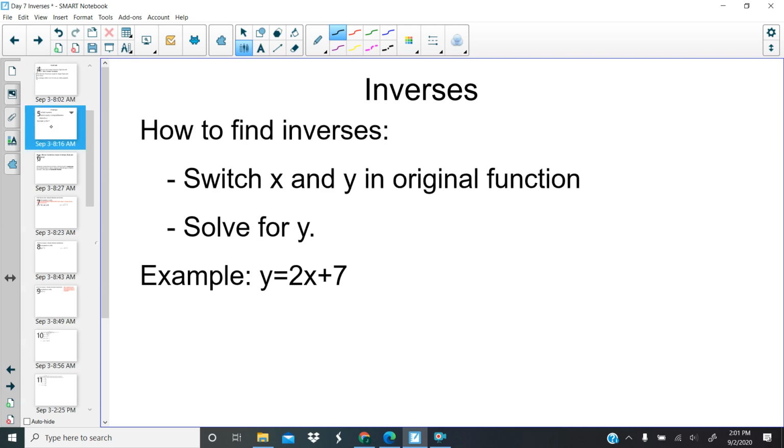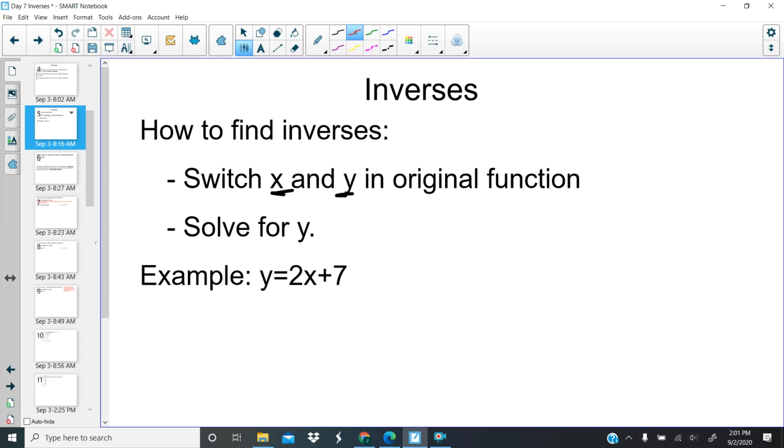So for how to find inverses, the first step is just going to be to switch x and y. That's why the domain and the range are going to end up switching, because your domain deals with all of your x's and your range deals with all of your y's. After you switch x and y, then you just solve for y again.